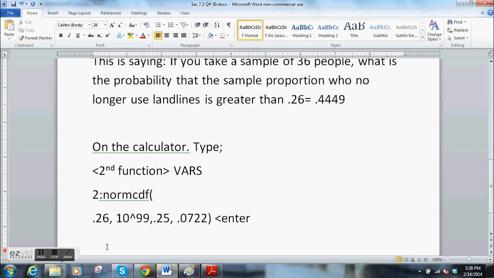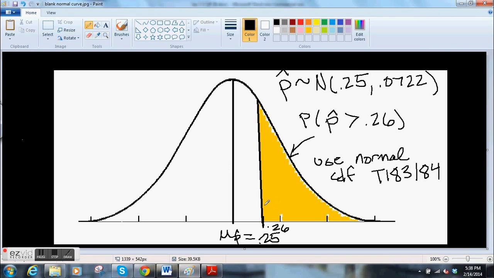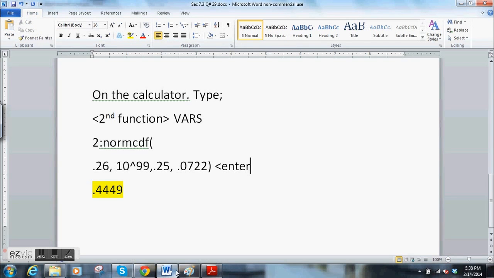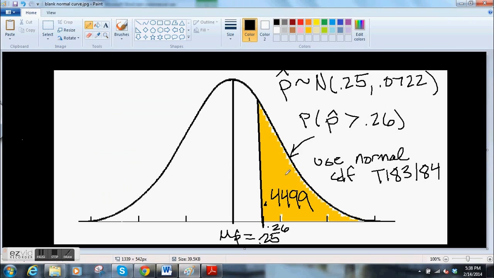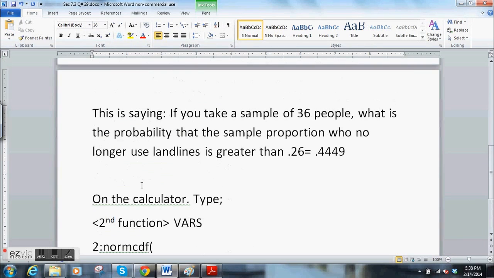You hit enter, and what does your calculator give you? 0.4499, approximately. I'm scribbling answers all over it, and you have to read it. Okay, 0.4499.